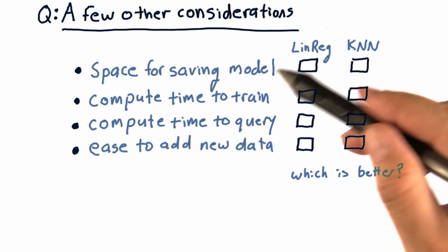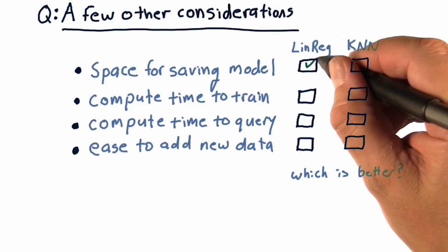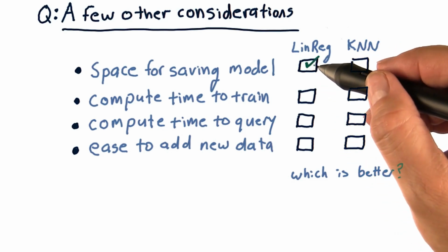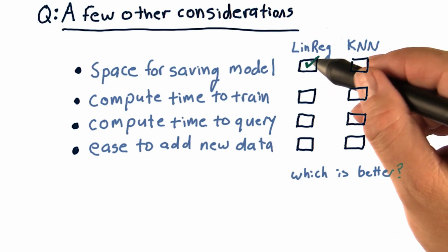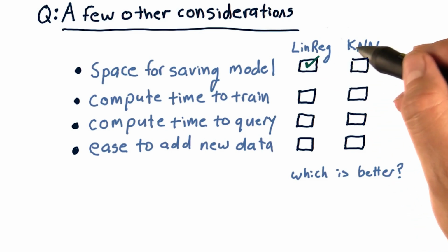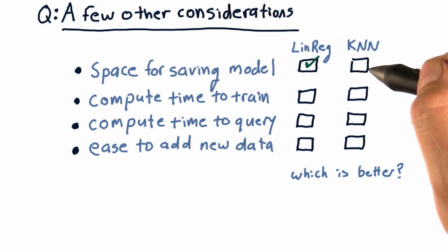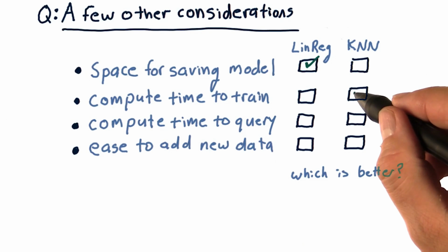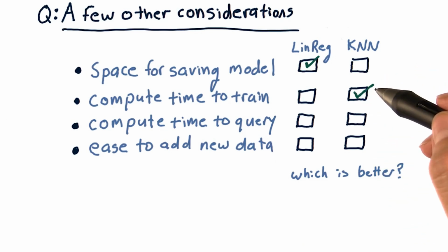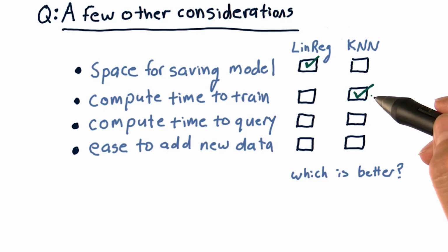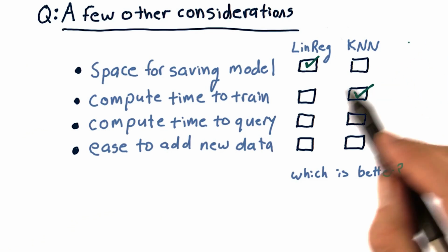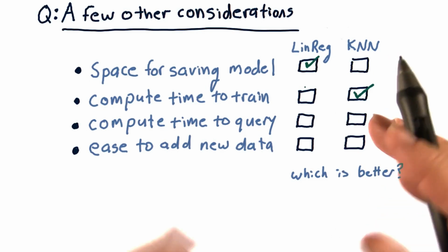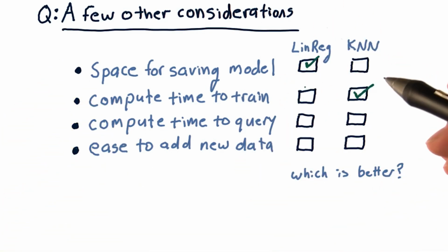So in terms of space for saving the model, linear regression is a hands-down winner. For instance, if we're learning a third-order polynomial, we have to only store 4 numbers. KNN, on the other hand, requires you to keep all of the data, so it could be megabytes or gigabytes of data. So KNN is bad in this regard. Compute time to train. KNN is much better in this case. In fact, it takes 0 time to train KNN. You just stuff the model into a data store and you're done. On the other hand, linear regression has to take all that data, compute over it to find those parameters.